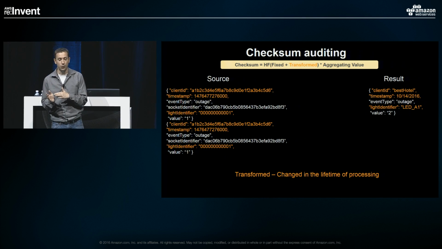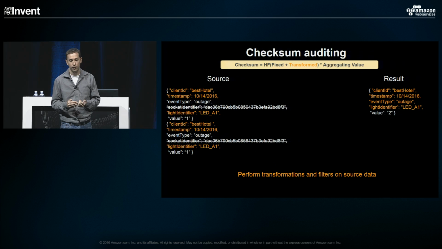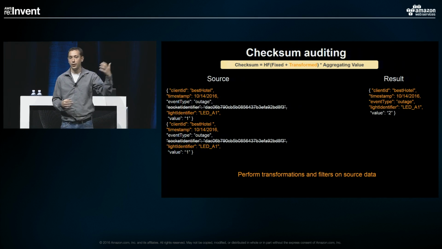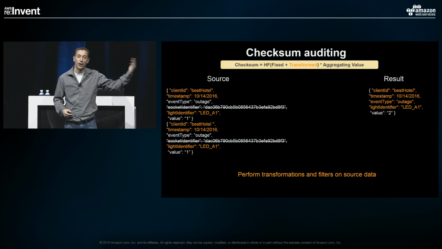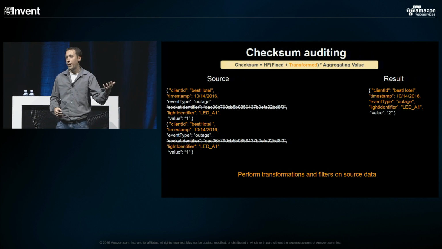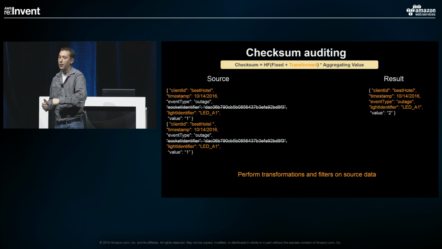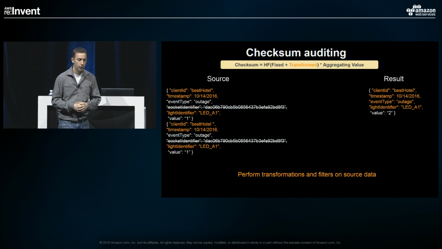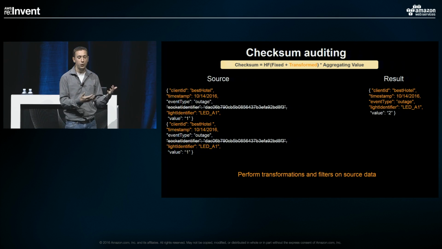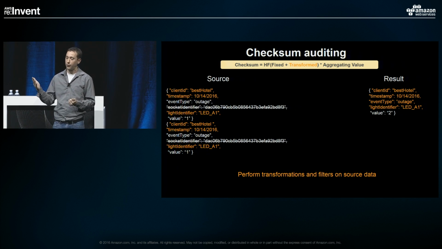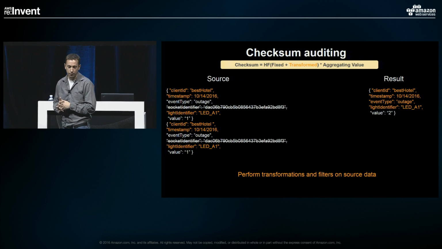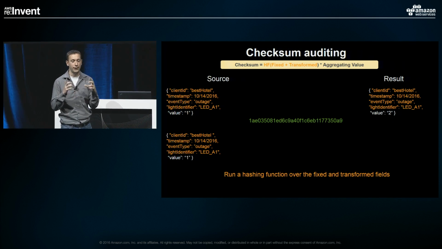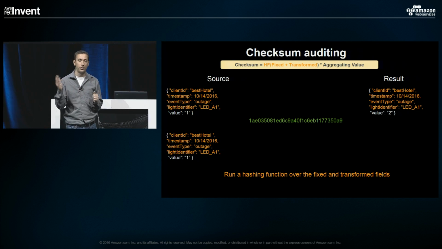The next thing that we need to do is actually do the transformations and remove anything that is not in our result set, because we didn't need that socket identifier for our order. We don't care about that necessarily for the ordering system, but we might care about it when we deliver it so we know which light to replace. So we do the filtering, we do the transformations, and now our source starts to look a little bit like our result set. And now we need to run our hashing function over both the fixed and transformed fields on both the source and the result set.